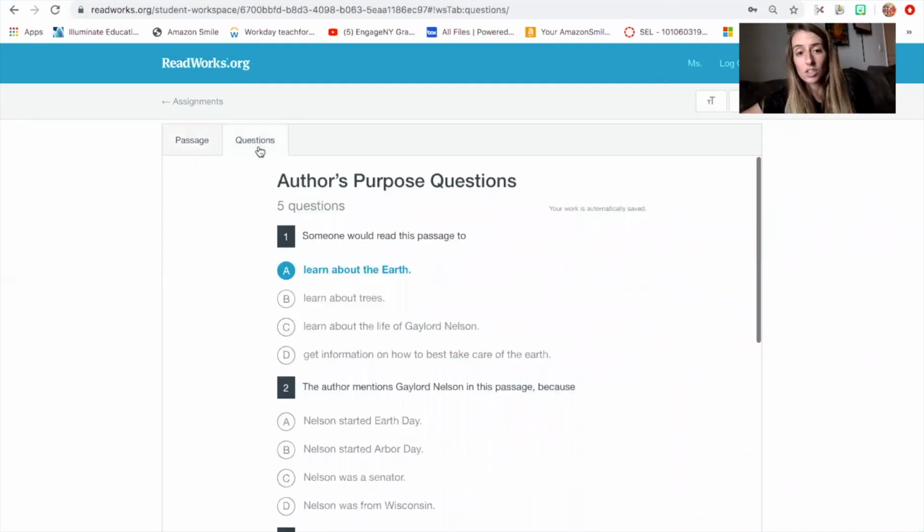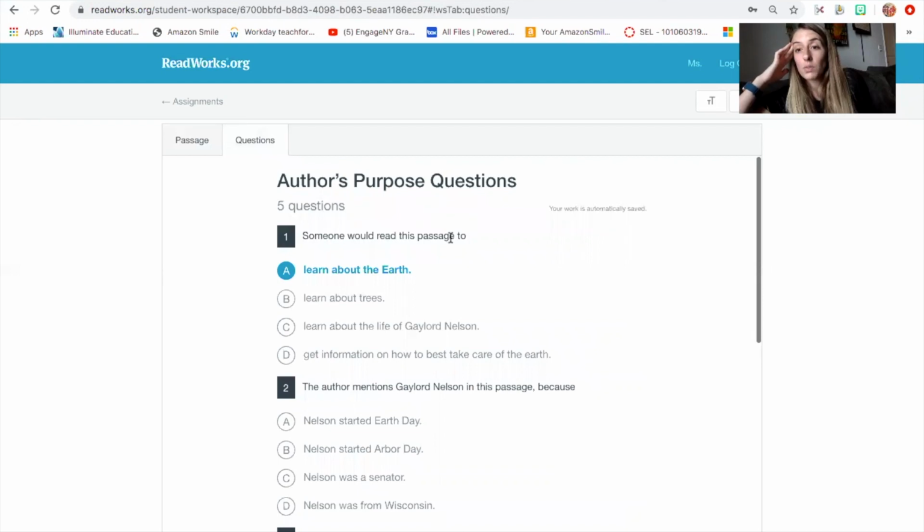So I'm going to click on questions. Now, this one isn't selected. I selected it earlier, but we're still going to read through and see if we can find the best answer. So the first question says, someone would read this passage to. So I'm going to use my first strategy, and I'm going to think about, what is the question asking me? Well, it's asking me, why would someone read this article? What would they learn from this article?